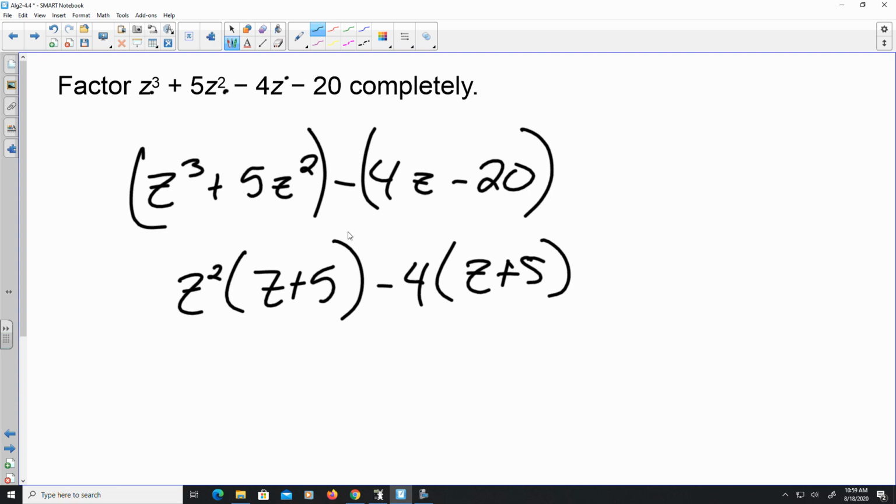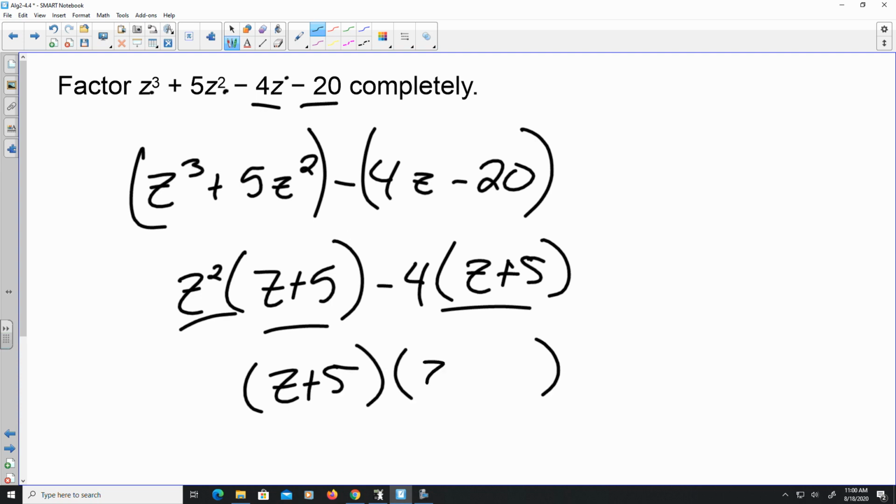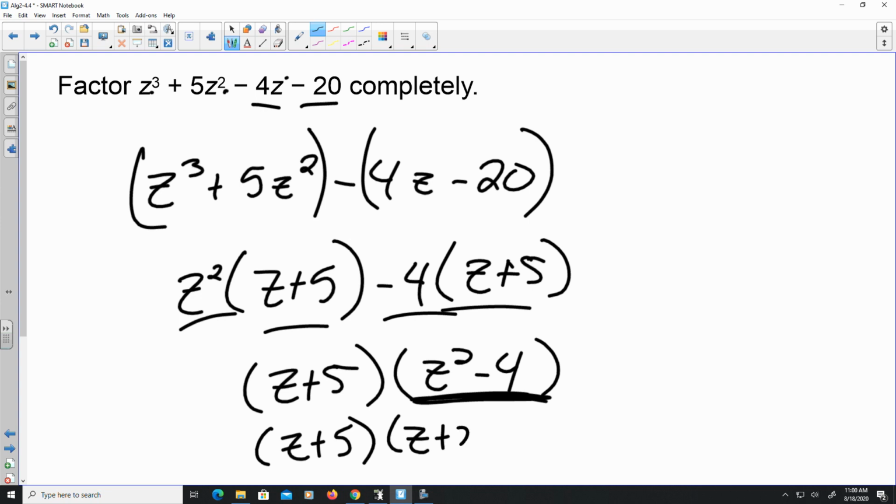The reason for that, again, is that these two should be the same. If you think about it, negative 4 times z is negative 4z, and that's consistent. Negative 4 times positive 5 is negative 20, and that is also consistent. So I have z plus 5, and then in this set of parentheses, what's left over? z squared minus 4. To make sure that we factor it out completely, this one right here is a sum and difference pattern, so I can write in z plus 5, and then this turns into z plus 2 times the quantity of z minus 2.